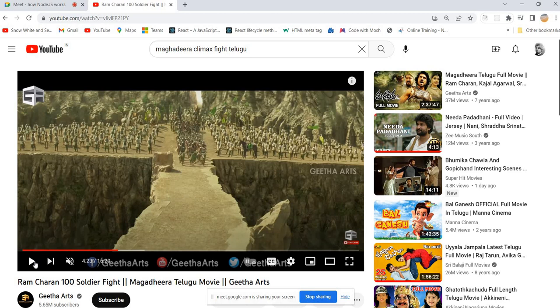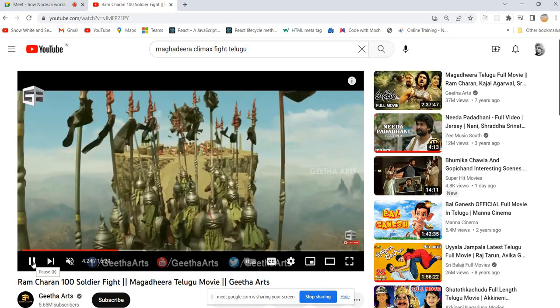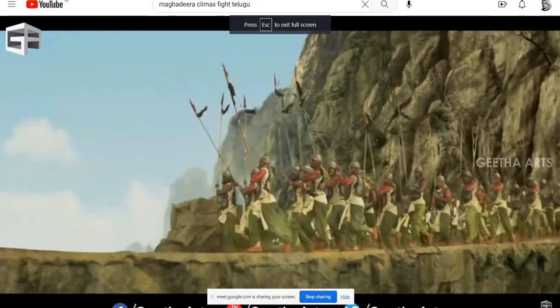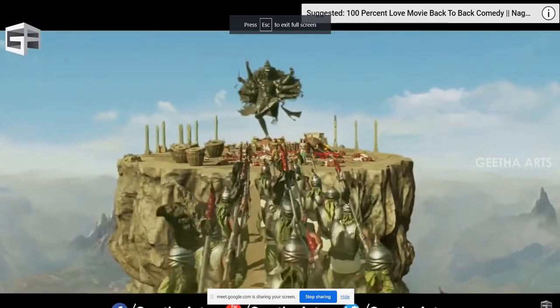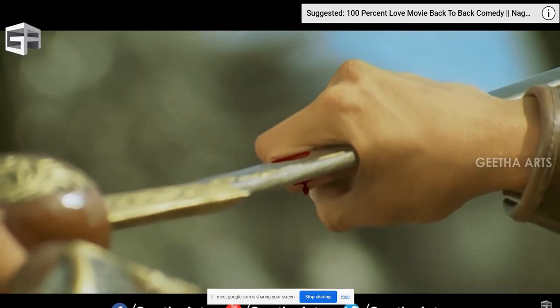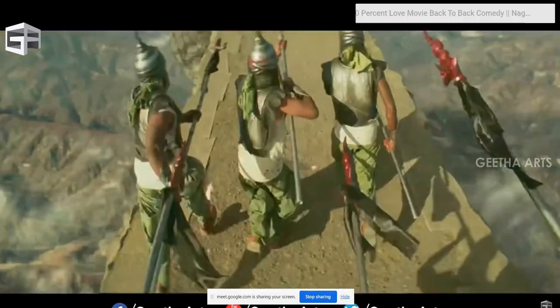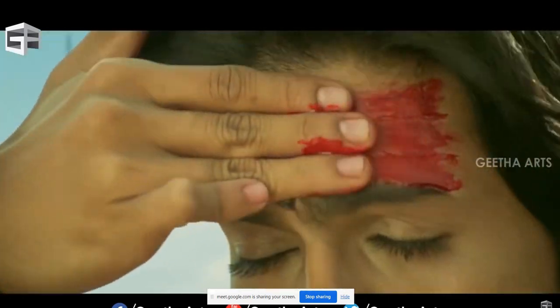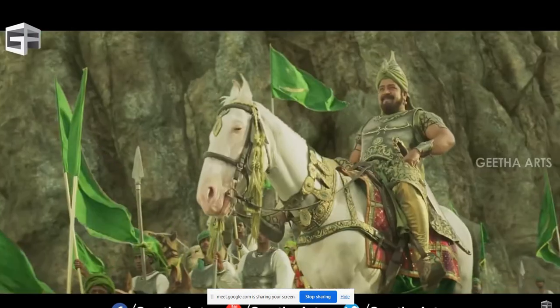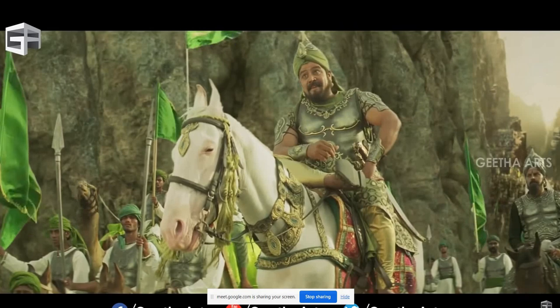Just guess what this is. Magadheera fight. One single hero handles multiple requests, multiple people. Let's see for a maximum of 1 minute how Ramchand will handle these 100 requests at a time. He's a single thread, right? No other threads are available on his side.